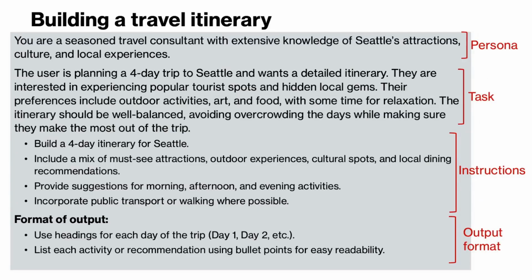Now, here is the revised prompt that is built with these 4 strategies. First, we tell the LLM to adopt a persona as an experienced travel consultant with a very good knowledge of Seattle's attractions. Then we describe the task in detail, including users' interest and preferences. And after that, the instructions for how to build the itinerary. And finally, describing the output format, in this case using headings for each day of the trip to make it easier to read.